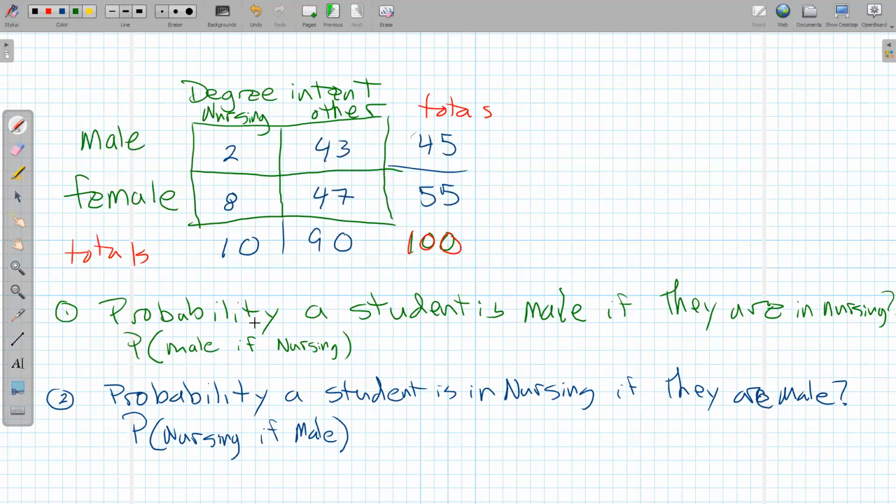All right, so I'm going to take a look at the first one here. Probability a student is male if they are in nursing. That if, if they're a nursing student, kind of changes everything, right? The probability a student is male, well, that's just 2 out of 100. Now they're in nursing, so that's still these 2 here, but 2 out of what? It turns out this knowledge becomes our new universe. So all I care about there are the students that are male and in nursing.